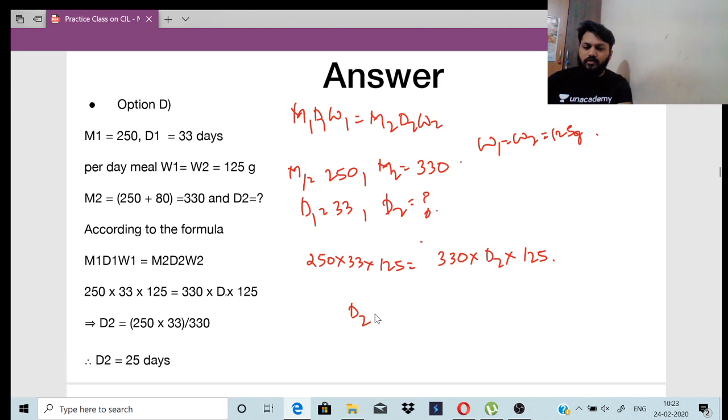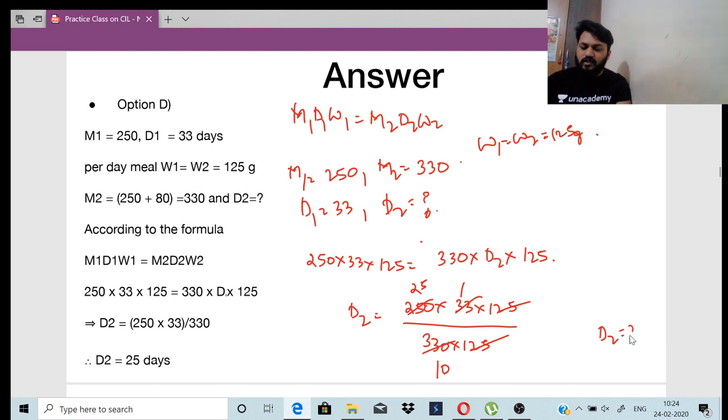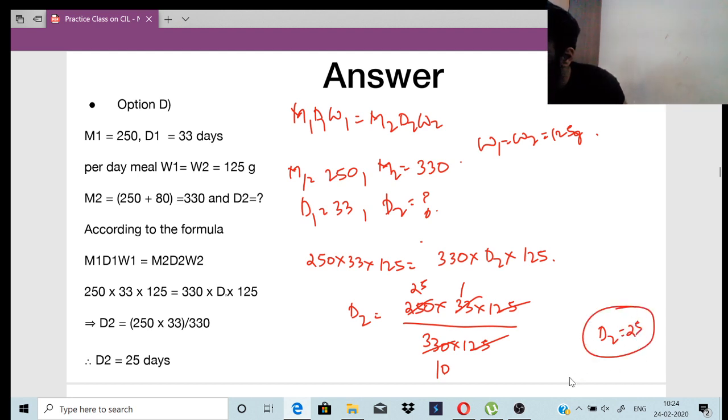So what will be D2? D2 is equal to 250 into 33 into 125 divided by 330 into 125. The 125s cancel, the 33 and 330 cancel by 10, 10 twenty-fives are 250. So D2 equals 25 days.